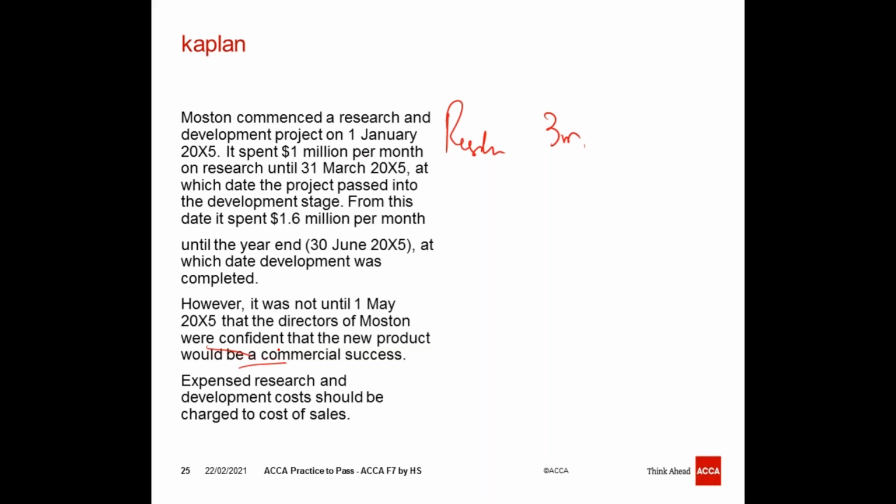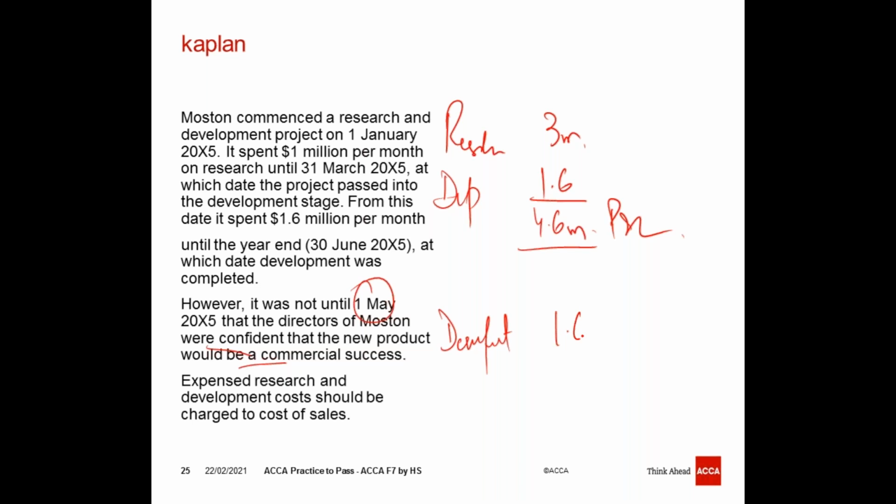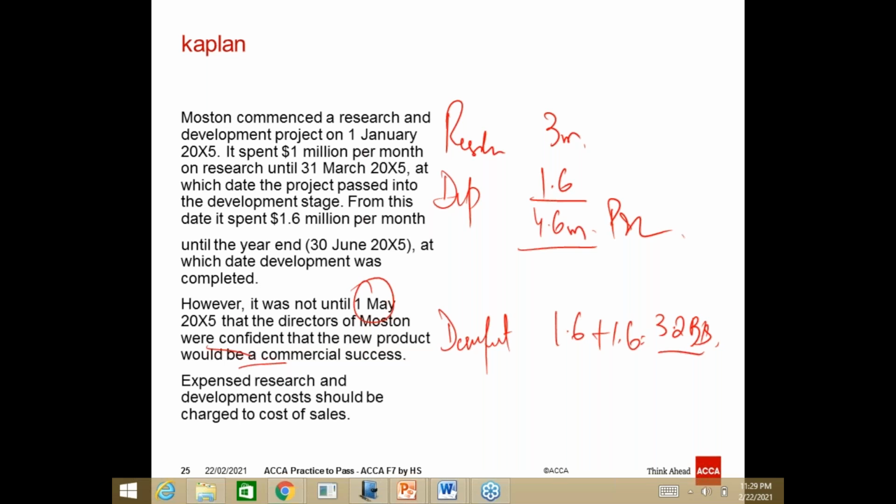So the amount of development will also go in the income statement. It will be 4.6 million, which will go in the P&L. And we can capitalize the development from the date when it becomes probable that this development will give you a benefit. So May and June, for the 2 months period, the development cost will be capitalized on the face of the balance sheet. So 1.6 plus 1.6 million, 3.2 million will be capitalized on the face of the balance sheet as a non-current asset.